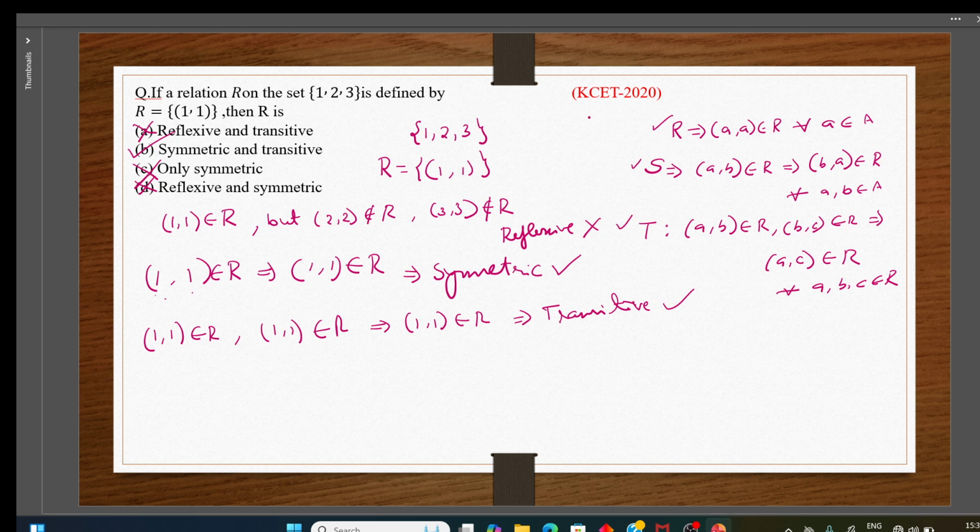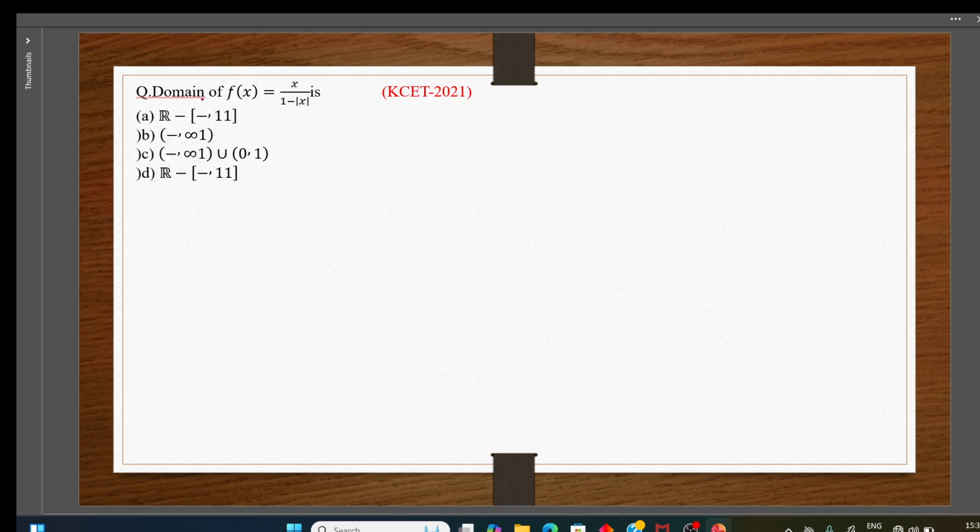This question is from KCET 2020. So now the question is: the domain of f of x equals x by 1 minus modulus of x. Domain means we know the denominator, 1 minus modulus of x, is not equal to 0. This is the condition of the domain.